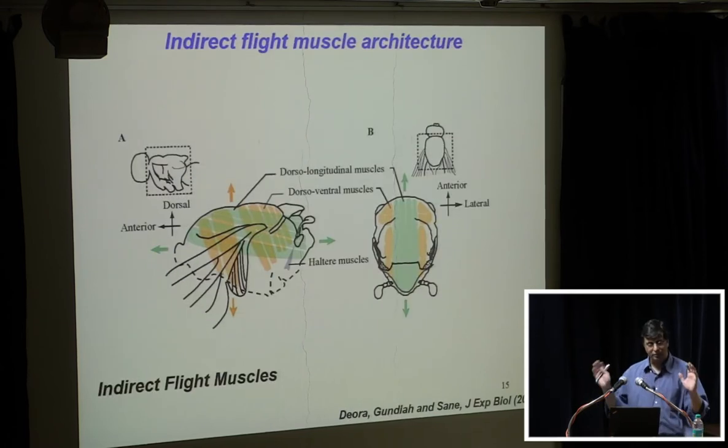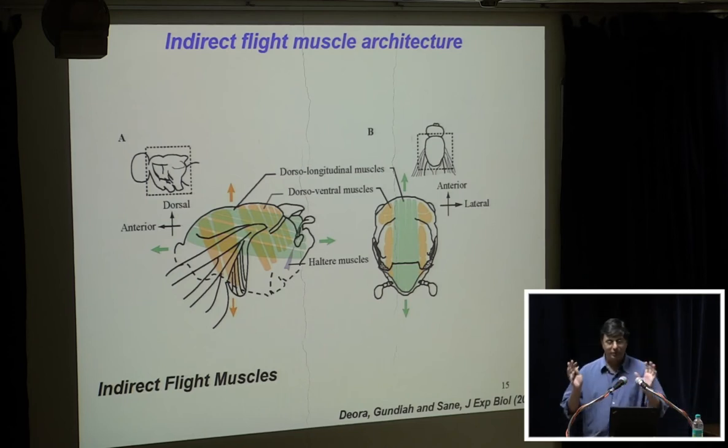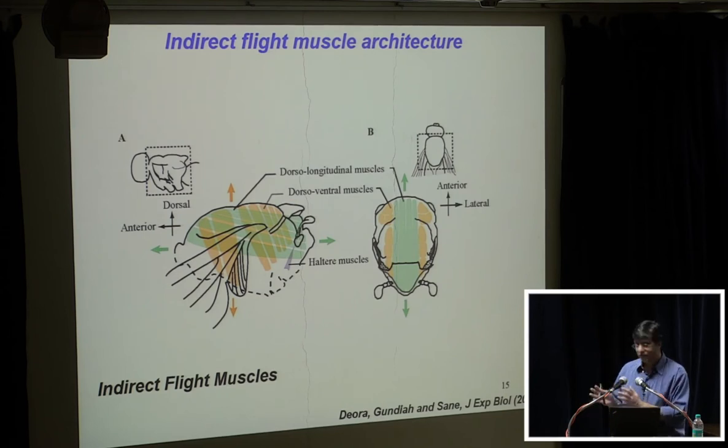Remember this stretch activation property because I'm going to come back to it many times. Now, you take these muscles and you pack them in the following way. This is the thorax of the insect, that's where the head is, that's where the abdomen is, and the green muscles here are the ones that we call the dorsal longitudinal muscles because they go longitudinally. And the peach muscles are the ones that go from top to bottom, and they're called the dorsoventral muscles.